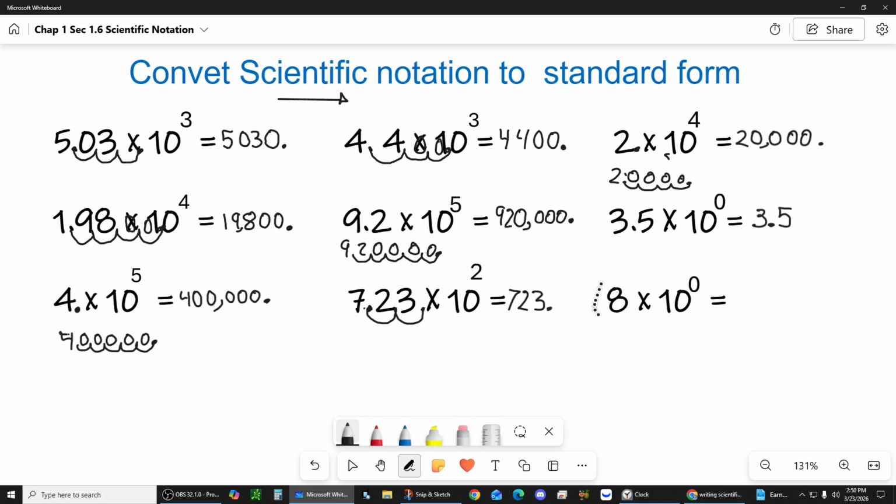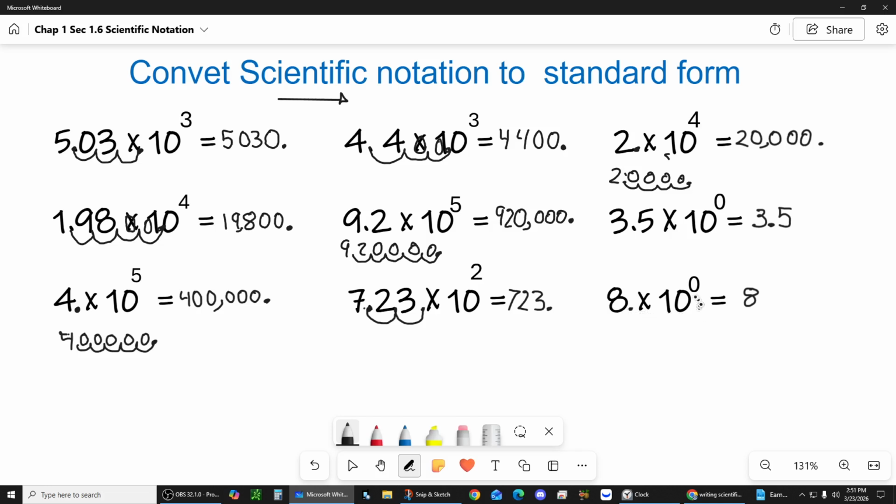Now, look at the next one. You don't see the decimal point, right? Well, if you don't see it, the decimal point should always be at the end. All right. Now, this 0 means you didn't move it anywhere. Okay. But this one is in standard form. To write it in standard form, we're just going to write 8. Okay. And that will be the answer.